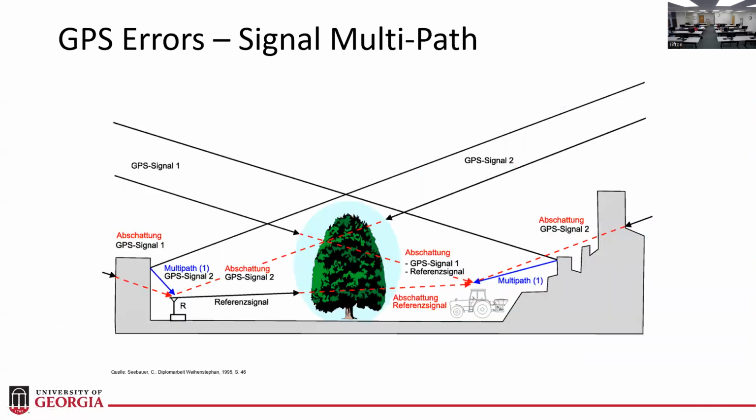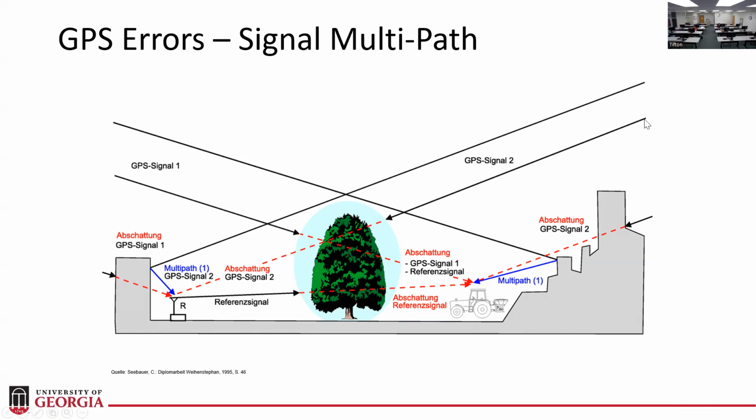So the second type of error comes from the signal multipath. Going back to the equation, the way we calculate our position is calculating distance, right? The distance is going to be based on the speed of travel of that signal and the time it took for that signal to leave the source, which is the satellite, to your GPS receiver.